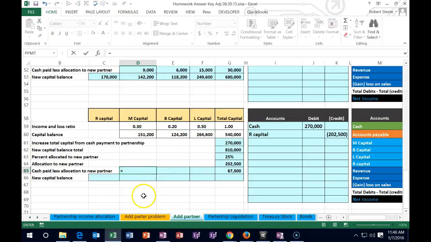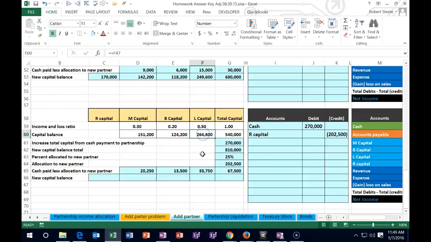We're going to say this equals the 67.5 times the 30% and tab. So we're going to increase M's capital account by the 20.25. Then for B, this equals the 67.5 times the 20% and tab. So we're going to increase B's capital account from 124.2 by 13.5. Then L equals the 67.5 times the 50% and enter.